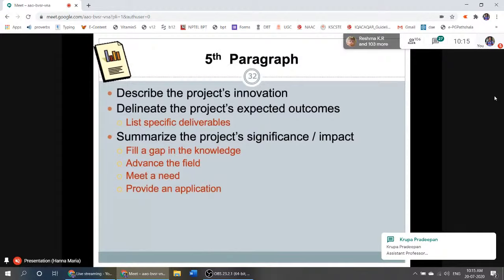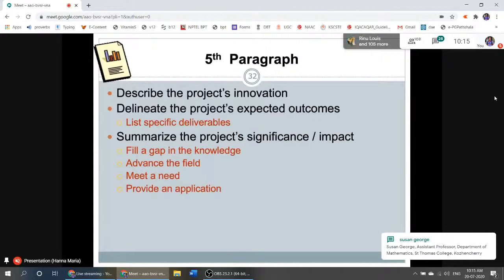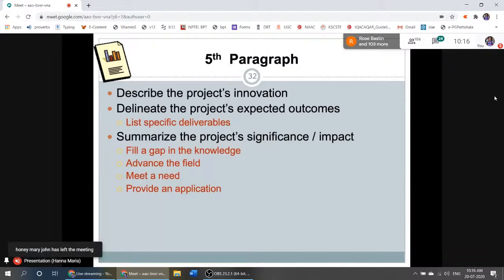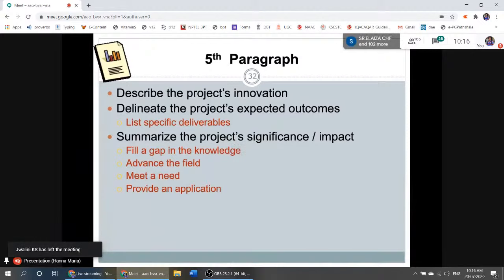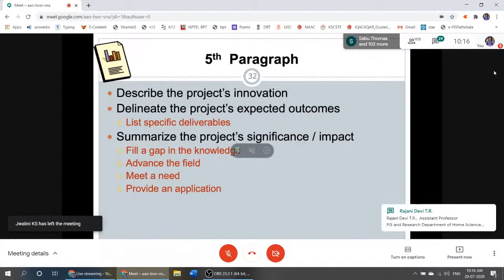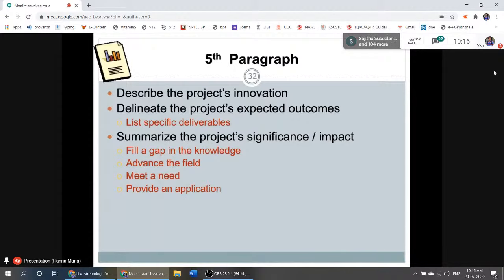Describe the project innovation. That's very, very important. What is the innovation of the project? You must describe the project's actual outcome. Some of the funding agencies, they will ask, what is the outcome of the first year? For example, Department of Electronics, they were very, very particular that every year they want to have a product. Summarize the project significance and impact. Fill a gap in the knowledge, advancement in the field, and see how this gap is really filled.